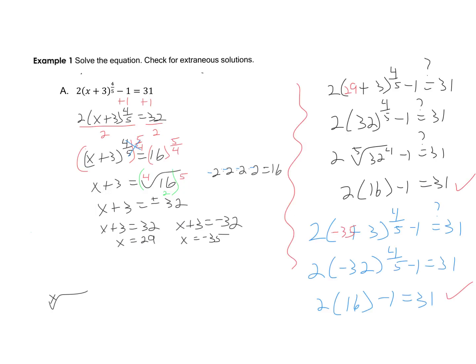And when you check both of them, they do both check out. So both of those would be our solutions. Okay, another example.